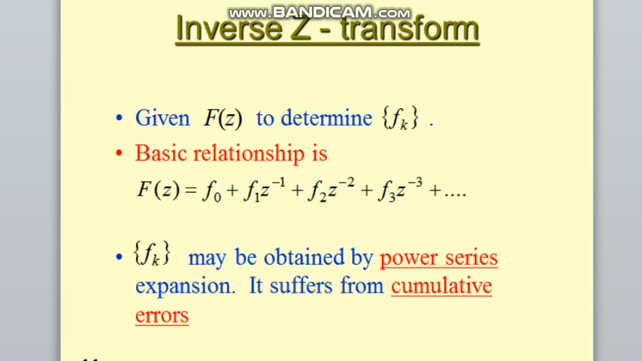Now what will be the inverse jet transform? Given fz, to determine fk, that means transferring fz to fk. It's completely inverse to the previous section. So fz is equal to f naught plus f1 z inverse plus f2 z inverse minus 2 plus f3 z inverse minus 3. Fk may be obtained by power series expansion. It suffers from cumulative errors.